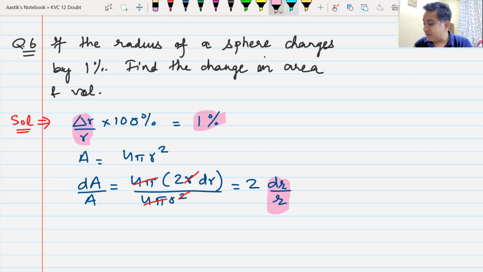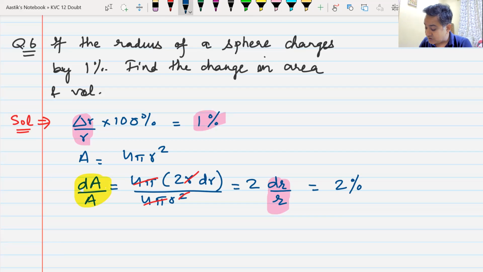So your change in area becomes how much? Straight away it becomes 2 times the change in radius. It becomes 2%. Do we understand this, everyone? So whether or not this is a question of expansion because of temperature, the expansion in area is going to come as 2 times the expansion in the radius, and that is how this derivation is also done. The relation between alpha, beta, and gamma is also arrived at this way.